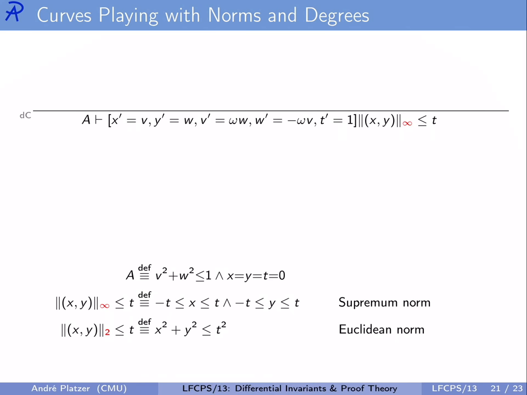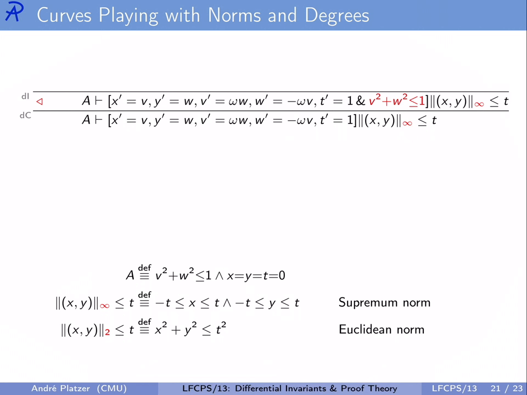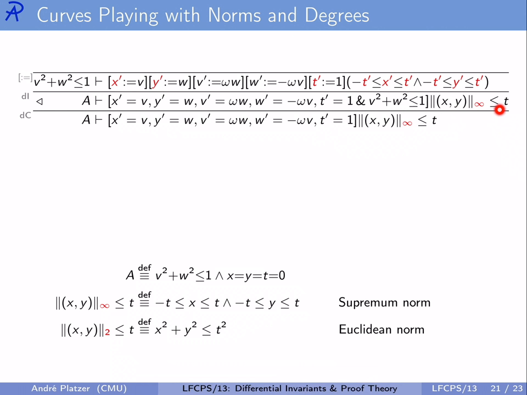Okay, so we can prove this by doing a differential cut to prove that v squared plus w squared is less or equal 1. Having done so, which isn't hard to prove, but I'm not going to do this, you can then use differential invariants precisely on the supremum norm, which will here give you minus t prime less or equal x prime less or equal t prime, and minus t prime less or equal y prime less or equal t prime, just the differential of the whole thing.